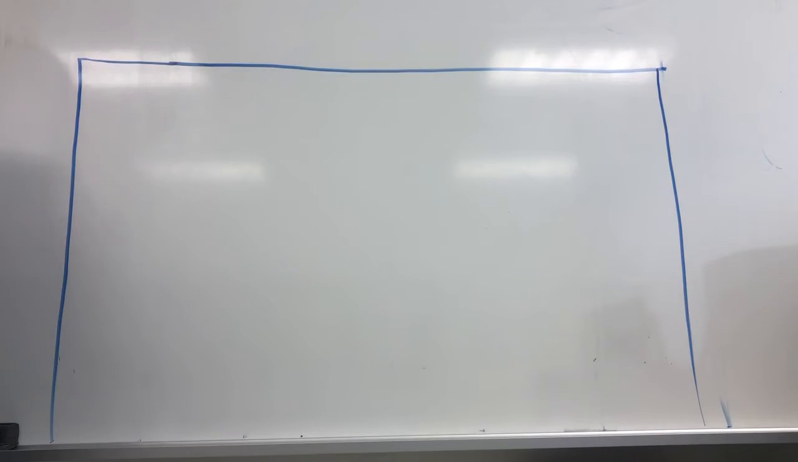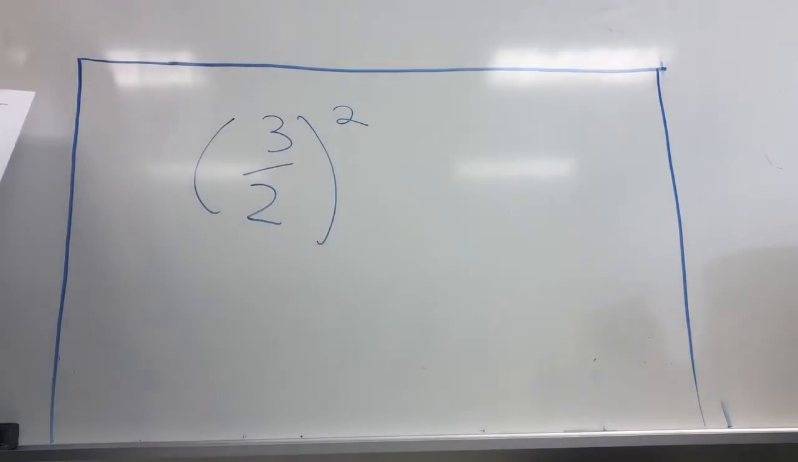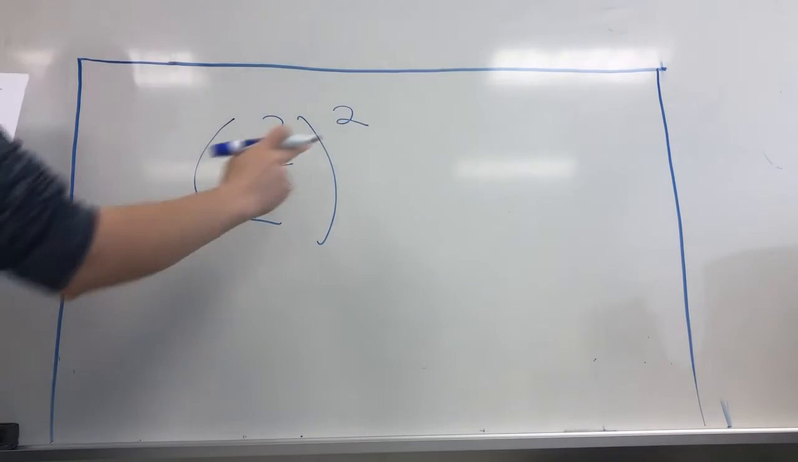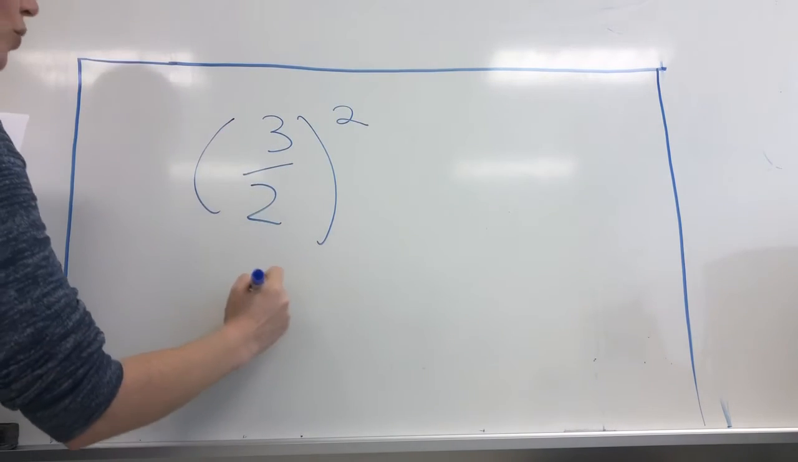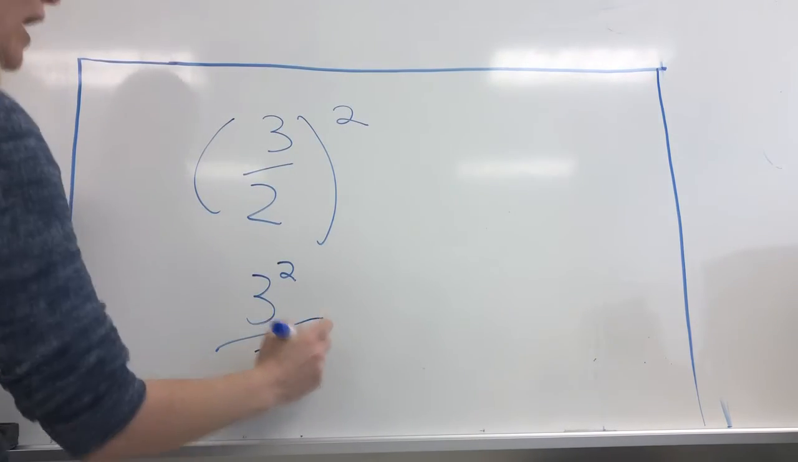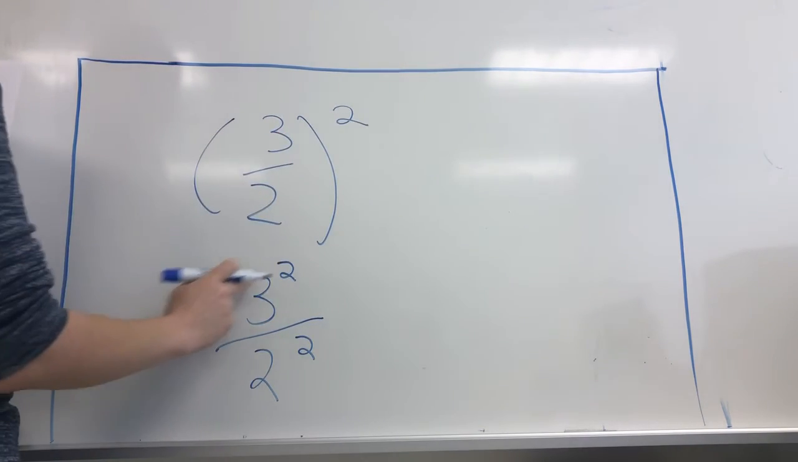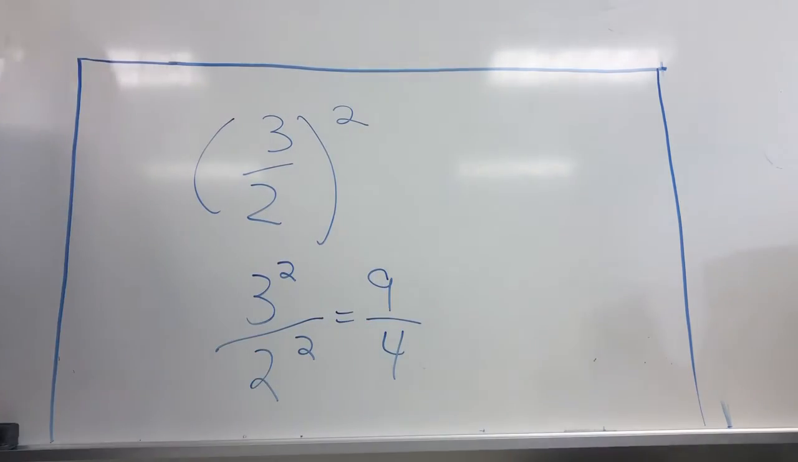So our next example, we use the quotient law of exponents. In simple terms, this law states that when you take the power of a quotient, you apply the exponent to each part of the quotient. So here we would say 3 squared over 2 squared. So we've applied this exponent to each part of the quotient. So 3 squared is 9, and 2 squared is 4, giving us a final answer of 9 over 4.